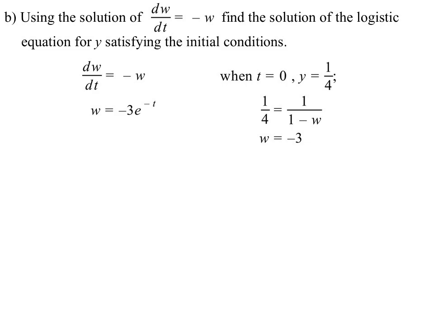So we got w is equal to -3 e to the minus t. Remember, it's just that a e to the kt. a was the initial population. We just said that was -3. e to the k, in our one, k is -1. Now I can substitute back in. Well, that tells me then that y, because remember y was 1 on 1 minus w, so y is going to be 1 on 1 plus 3e to the negative t.